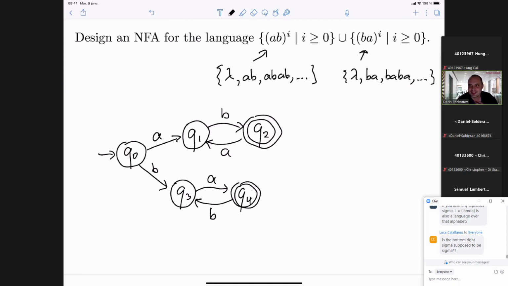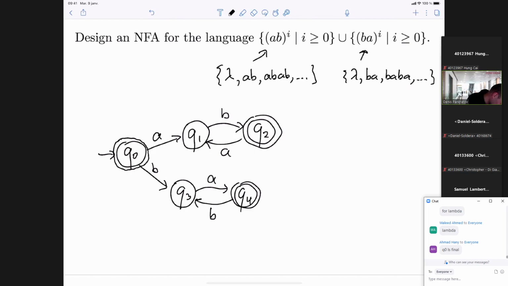Is this the whole NFA, or is something missing? Aha, lambda is missing. Q0 should also be a final state. Very good. So Q0 should also be a final state like this. And then, indeed, lambda gets accepted in Q0. And if it is not lambda, then in the top branch, we need to have at least one AB. And after that, we can keep repeating ABs. And in the bottom branch, we need to see BA. And after that, we need to keep repeating BAs. So that way we can take care of these two languages.